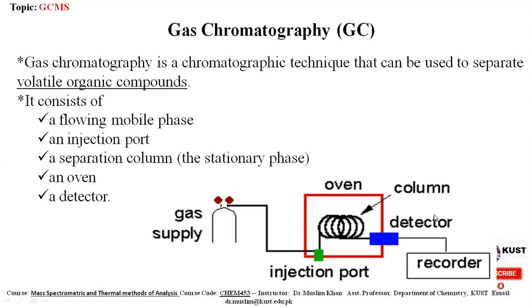GCMS means the combination of this GC with a mass spectrometer, instead of a common detector like FID or an electron capture detector. The effluent coming out of the column goes directly into the mass spectrometer, and then it is recorded. This is known as GCMS.